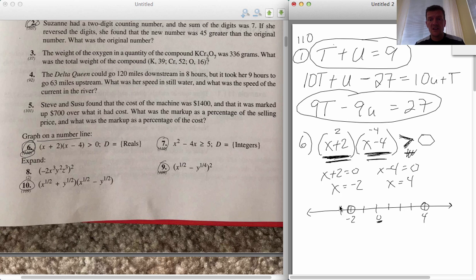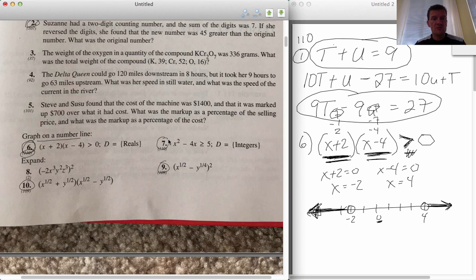We can test it. Take a number less than negative 2, like negative 3. Negative 3 plus 2 is a negative 1. Negative 3 minus 4 is a negative 7. Yes, negative times negative is positive. This region does indeed work, and we shade it. Okay? You can test the other extremity. It's going to work. 5. 5 plus 2 is 7. 5 minus 4 is 1. Positive times positive is indeed positive, and you shade it. Done. Okay? You can try number 7 here.